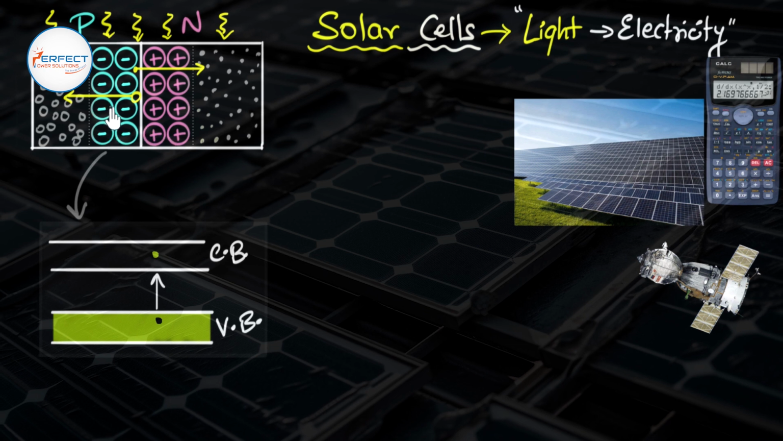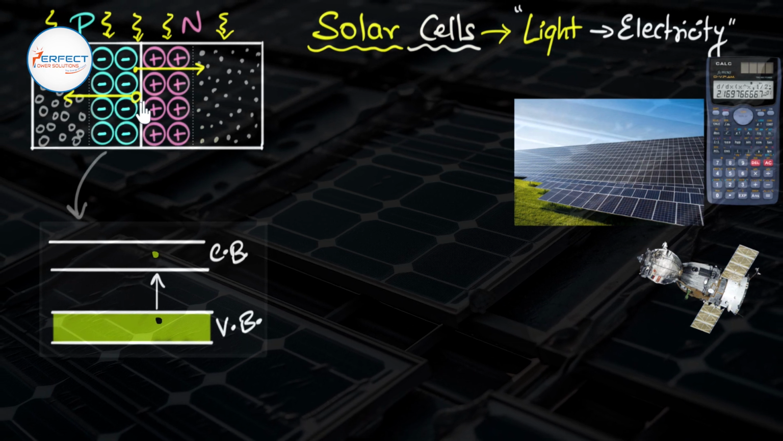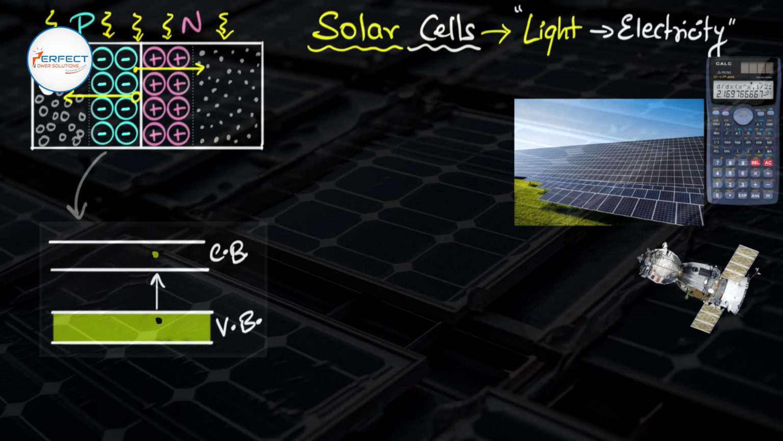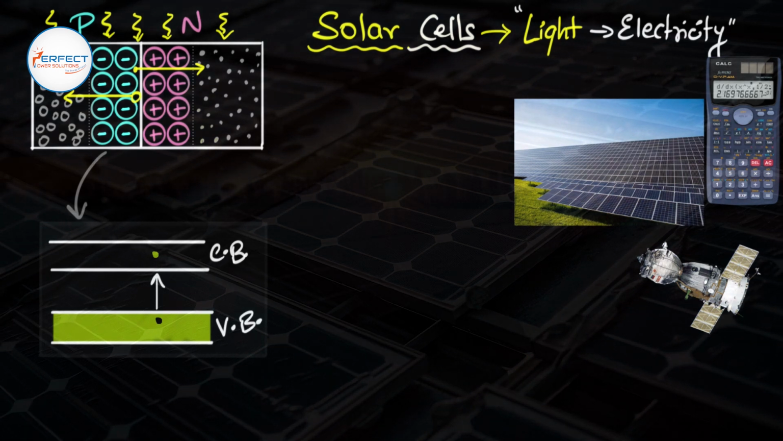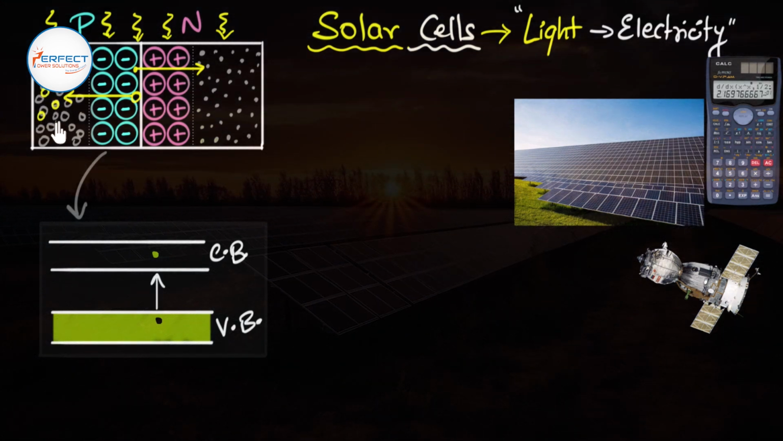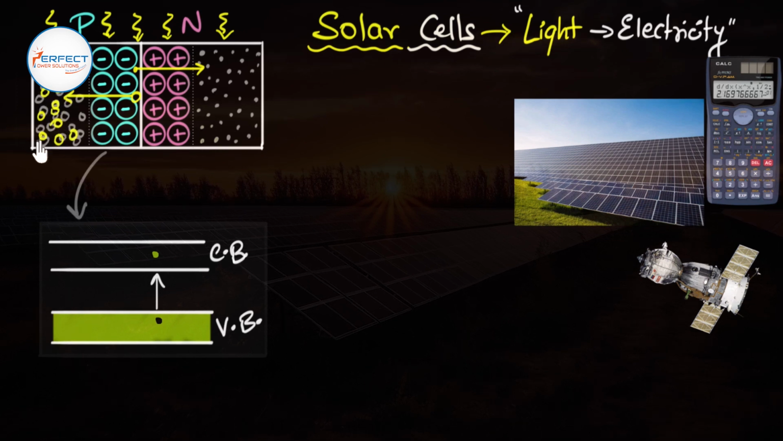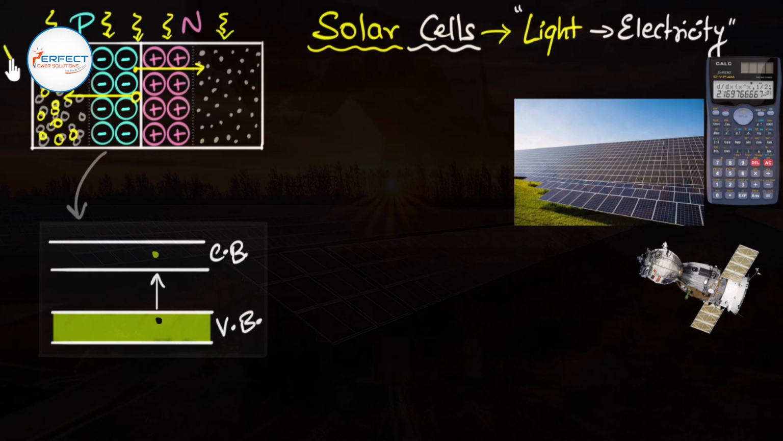And as a result, when electron-hole pairs are formed over here, the holes will get swept and they get accumulated in the p-type. And when the holes get accumulated over here, a lot of positive charge gets accumulated over here. So the p-type tends to become positively charged.